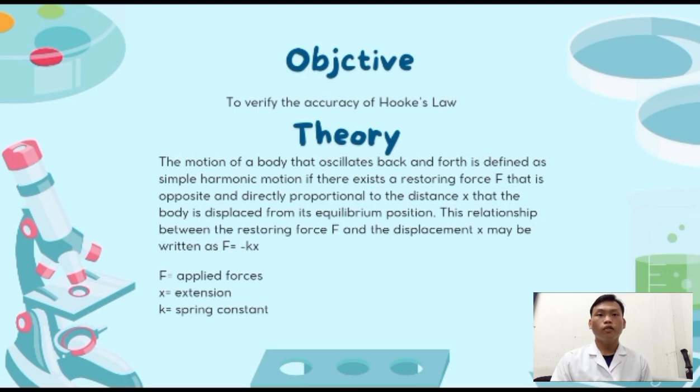The motion of a body that oscillates back and forth is defined as simple harmonic motion if there exists a restoring force F that is opposite and directly proportional to the distance x that the body is displaced from its equilibrium position. The relationship between the restoring force F and the displacement x may be written as F equals negative kx. F is the applied force, x is the extension, and k is a constant.